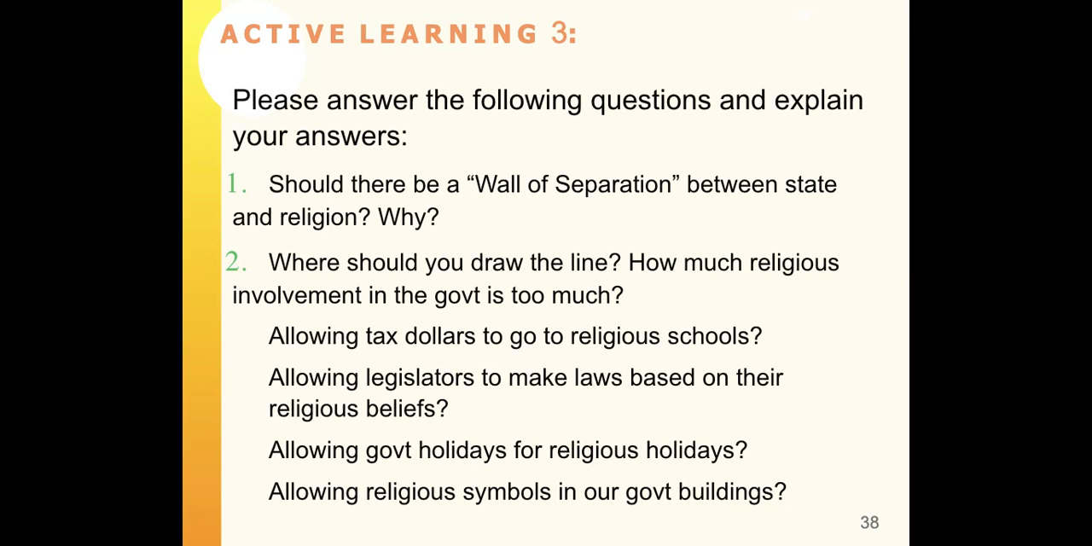So for active learning number 3, I want you to do this on your active learning paper. We're going to start talking about the freedom of religion. So take a look at these questions. This is about where you think the wall of separation between church and state should be. Should there be no relationship at all between any religions whatsoever and any form of government? How much religion? What if we give tax breaks to religious organizations?